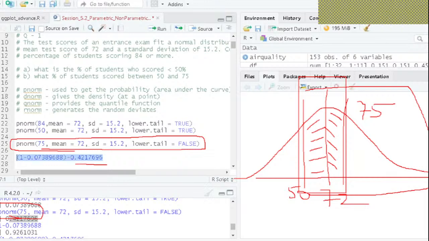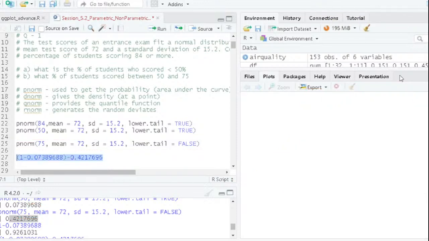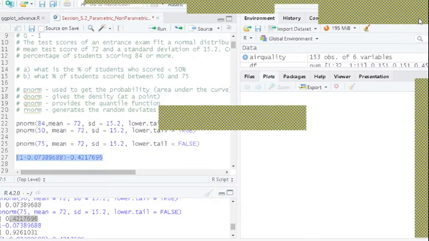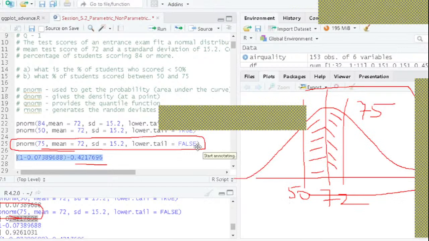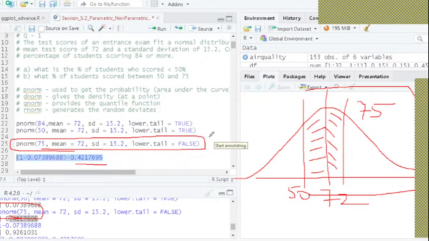Pradeep says, explain. Anyone else who wants me to explain, or is it clear? Okay, I'll repeat once again. Are you clear that we need this shaded region? Why did you put lower tail equal to false? See, there are multiple ways you can do it. Why did I put lower tail equal to false here? Are you asking this? Yes?